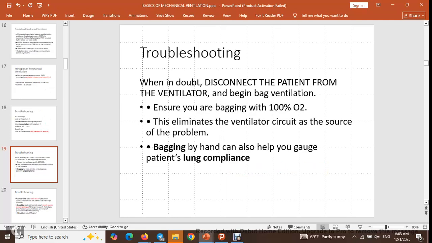And ensure 100% oxygen. The other thing is to eliminate the ventilator circuit as a source of the problem. So this is the most important thing. Bagging by hand can also help you gauge the patient's lung compliance. When you bag the patient, you will know whether the resistance is high or not. If the patient has bilateral air entry but there are some secretions, you will know that, and you can suction the lung.